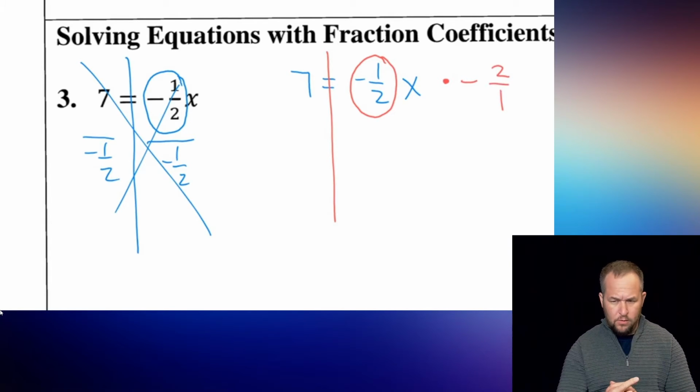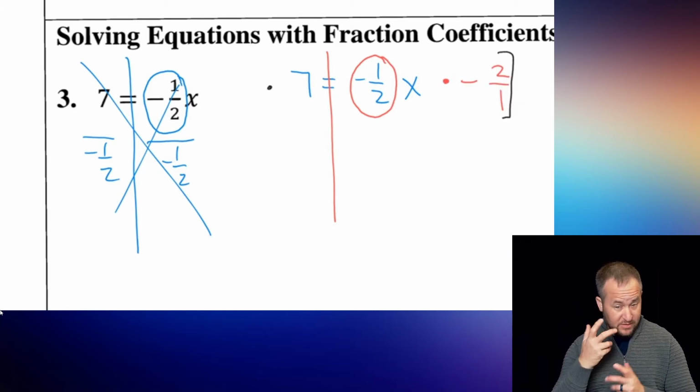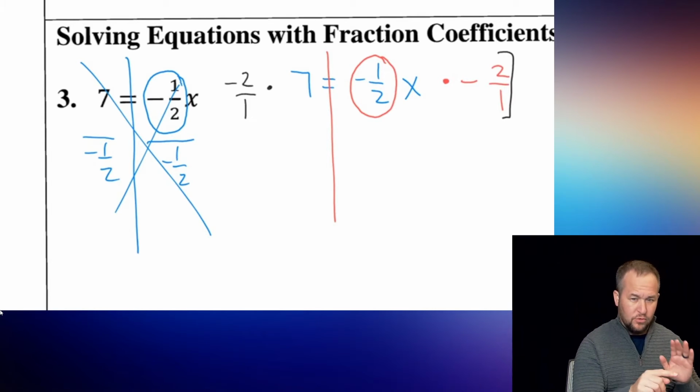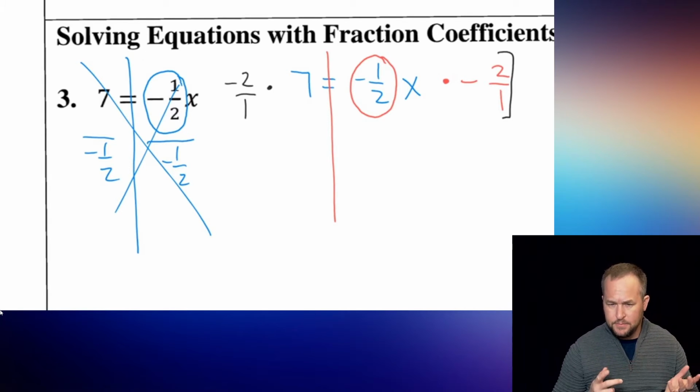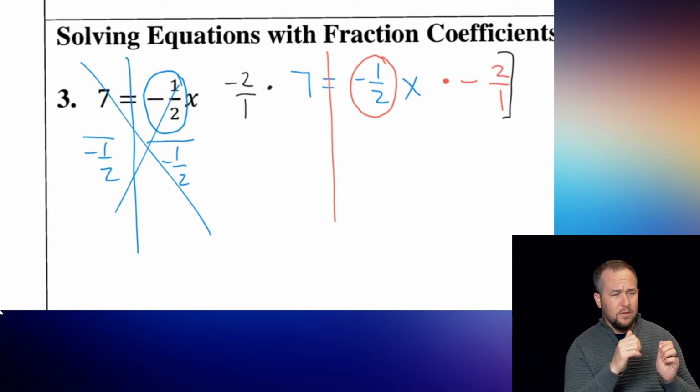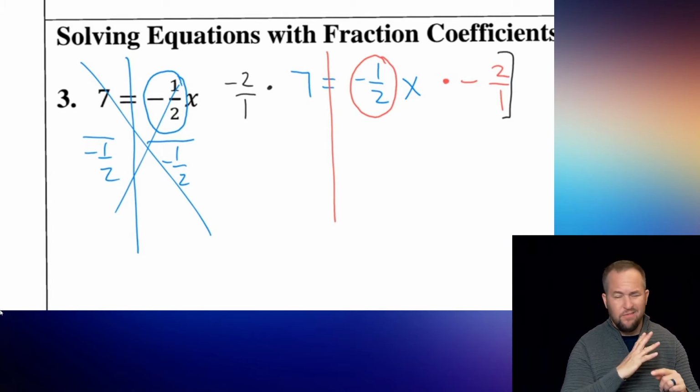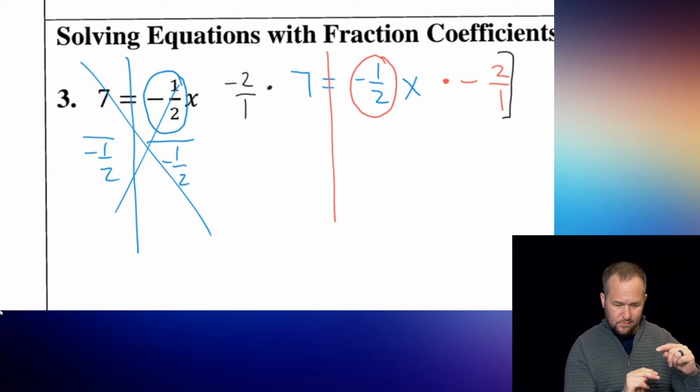But since I've done it on this side, you also need to do it over here. So times negative 2/1. And again, the negative is just saying the fraction 1/2 is negative. So that's why I like putting it out front. If you want to always put the negative up in the numerator, that is fine. But do not put a negative up in the numerator and down in the denominator.